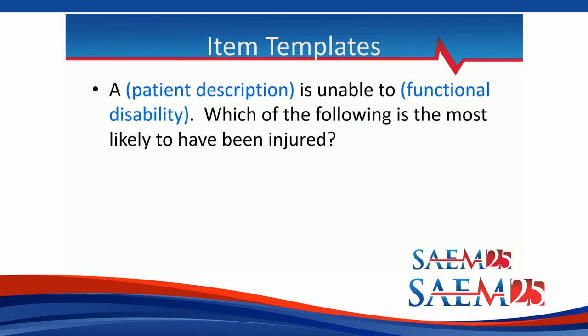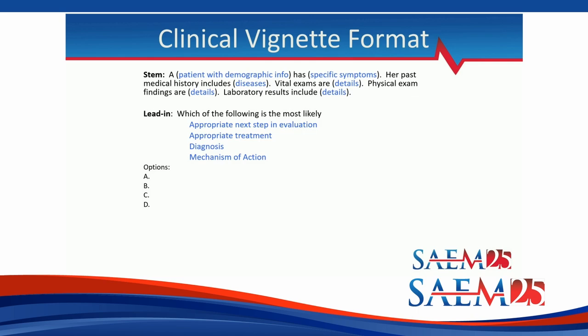Okay. So when we actually start writing questions, we want to have a template that looks basically like this. A patient description is unable to do this thing, and then, which of the following is most likely to have been injured? So this is our stem up here. This is our lead-in. And then we have these different choices that we can make to write our question. So we can have a patient with symptoms, past medical history is this, vitals are this. And so now I can build this nice clinical scenario, and then I can ask these different things.